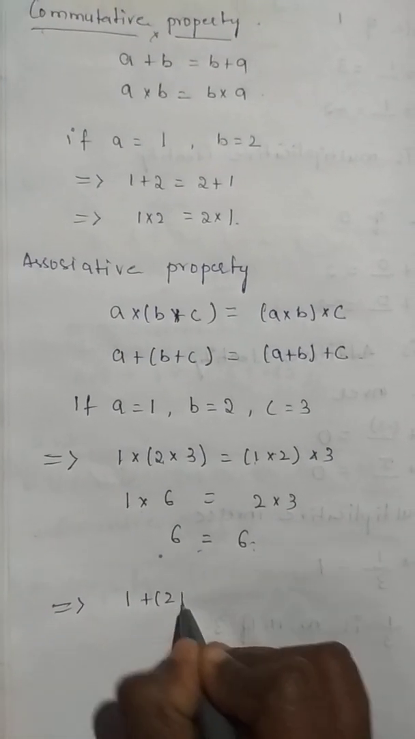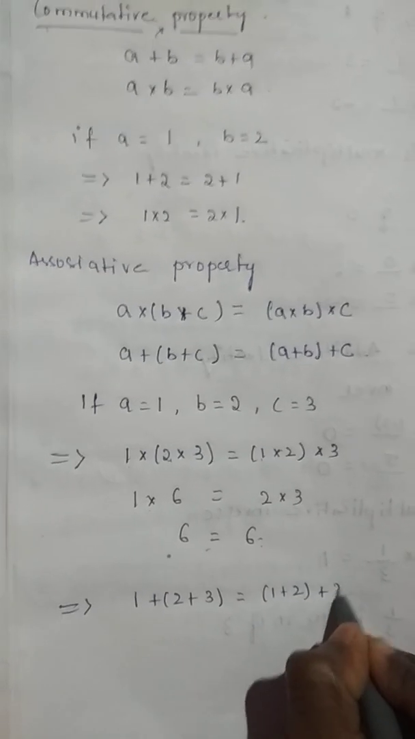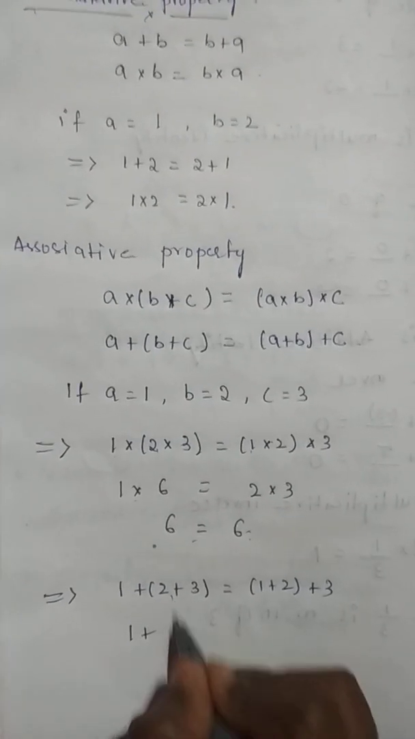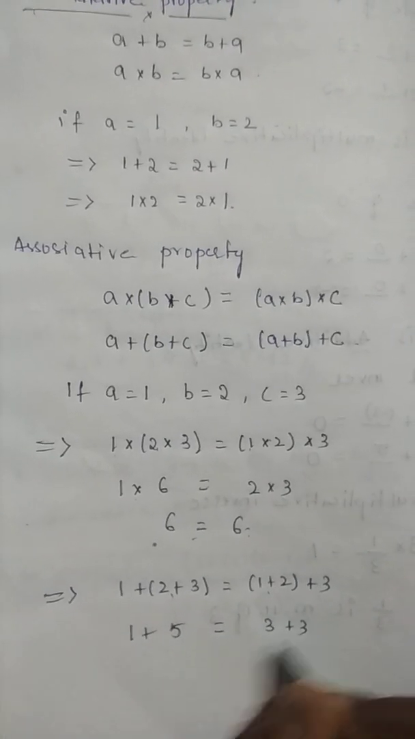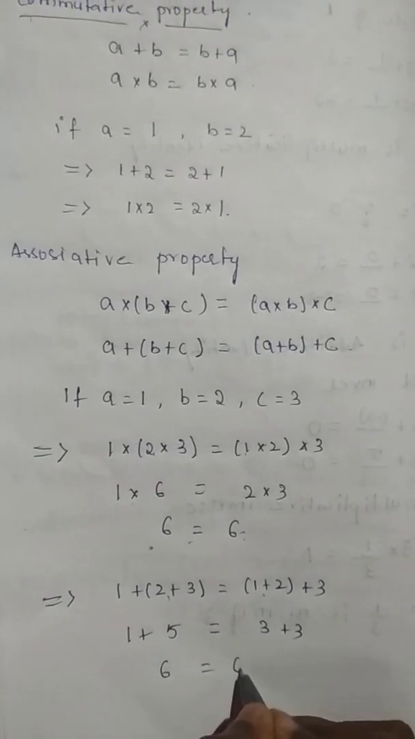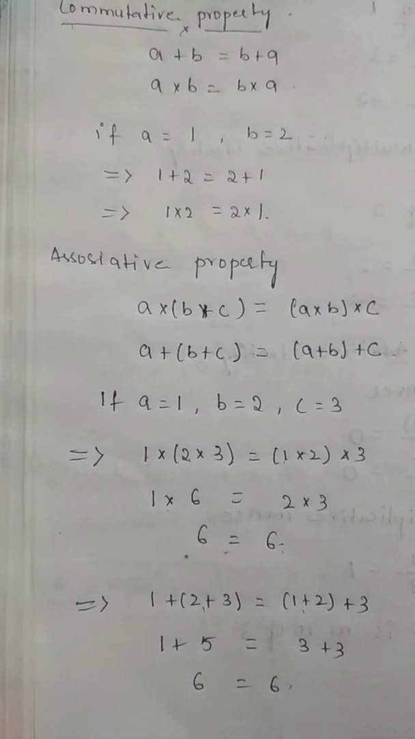Now we will discuss with respect to plus. 1 plus 2 plus 3 is equal to 1 plus 2 plus 3 grouped differently. 1 plus 3 plus 2 is 5. 2 plus 3 is 5, plus 1 is 6. Both are 6. Both are the same? Yes, this is associative property. Okay students, I think you understood this one. So here comes your homework.